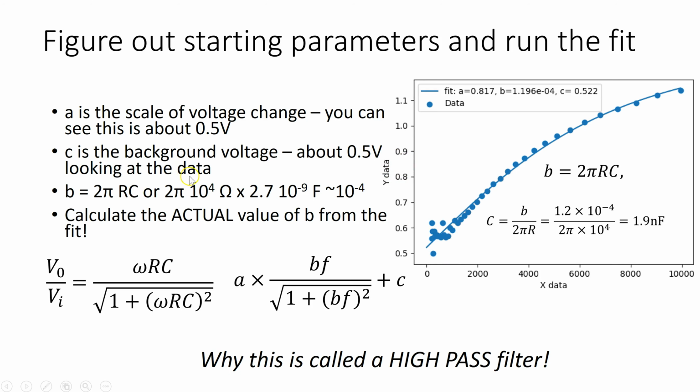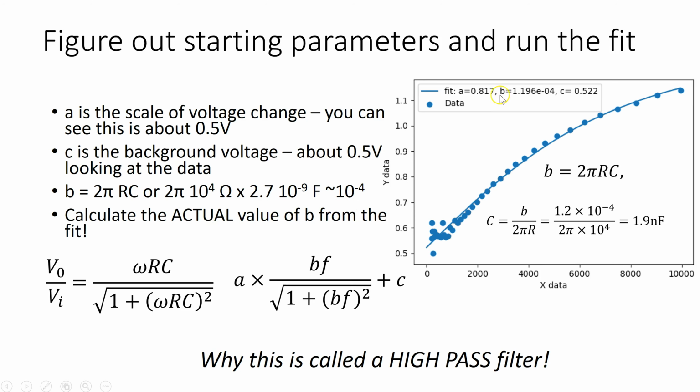B requires the use of your pocket calculator. B is 2 pi RC, so that's 2 pi times 10 to the 4th ohms, that was the 10 kilo-ohm resistor, and 2.7 times 10 to the minus 9 farads. B is a number on the order of 10 to the minus 4.